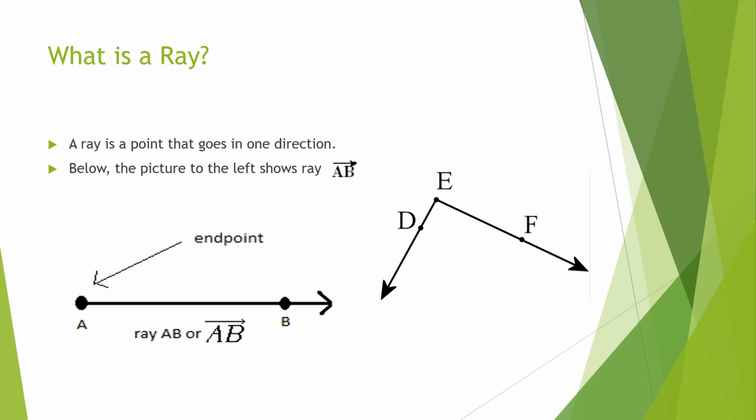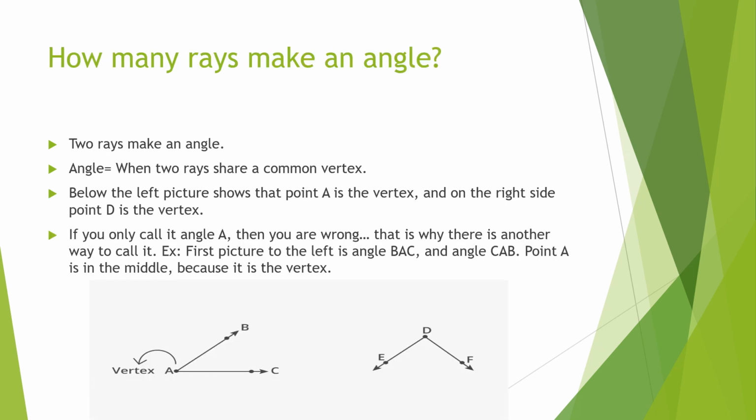And lastly, we talked about rays in the slide and just a little about namings. How many rays make an angle? In the previous slide, we talked about rays, introduction to rays. And we talked just a little about how many rays make an angle. But in this slide, we are going to talk more about the rays and more about the angle and how many rays make an angle.